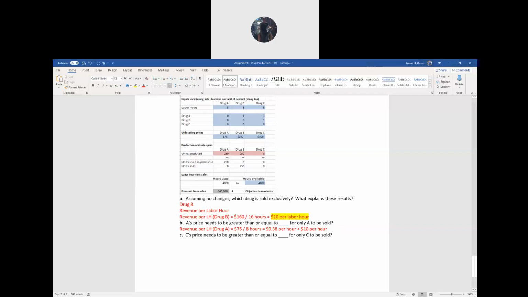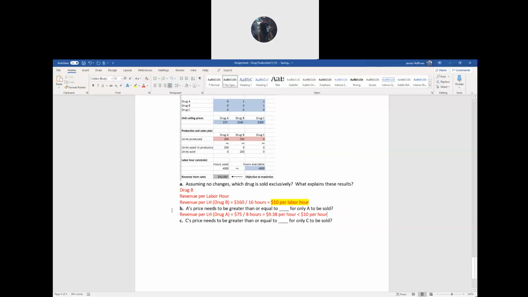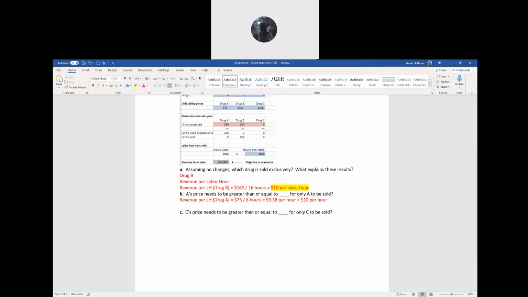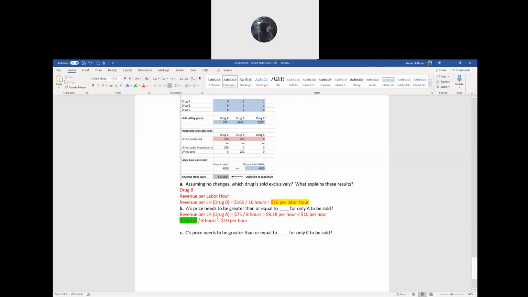Okay, so let's find the price that if you divide it by 8, it gives us 10. We probably know what that is, but okay, so what divided by 8 is 10? That's if A's price goes to 80, right? 80 divided by 8 is 10.